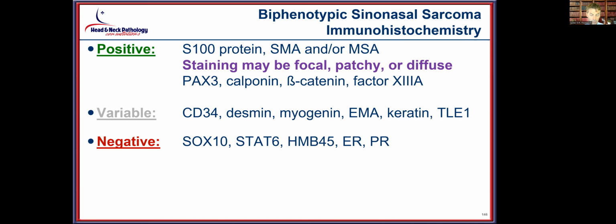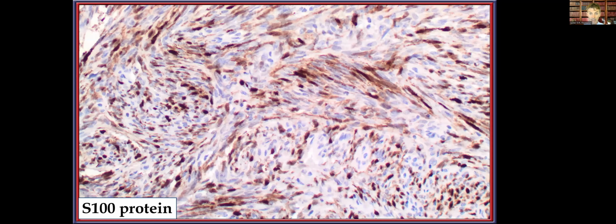Be aware that PAX3 as an immuno can be done on these cases, and nuclear beta-catenin is also seen within this category. You may have some variable reactivity with things like desmin or myogenin, even TLE1, because of course I've already suggested it can have anomalous immunoreactivity.